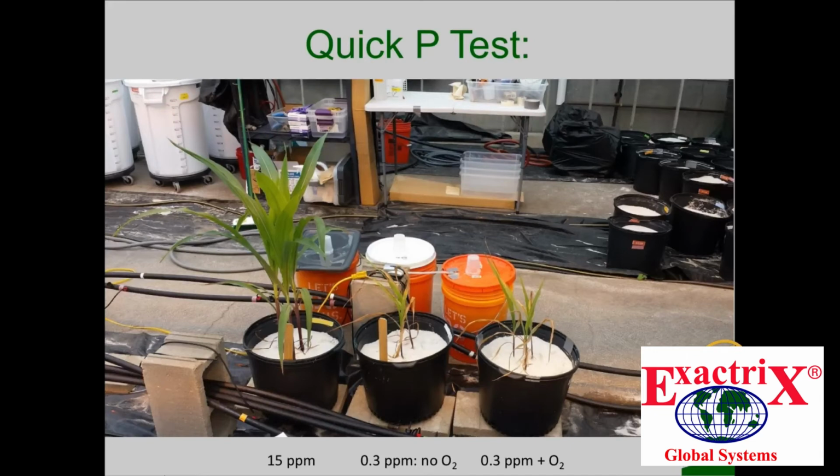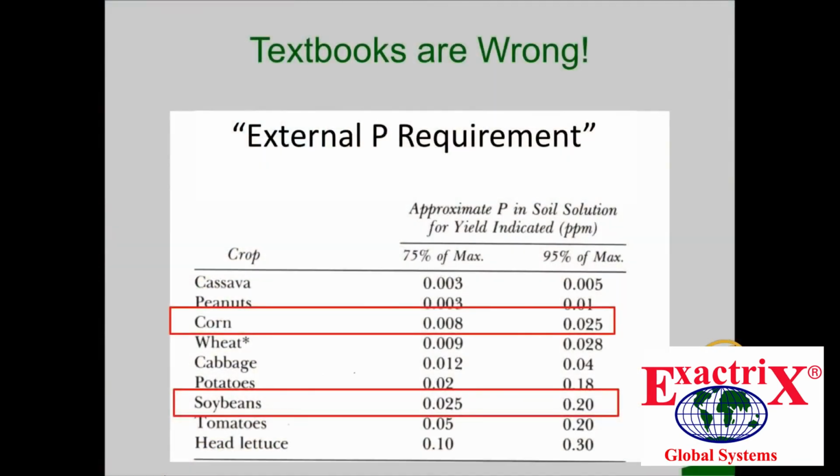So in other words, the textbooks are wrong. Everything you see in this table, wrong. They said corn, 0.025 parts per million. That's all I need. Wrong. Soybeans, 0.2. We did soybeans too. Not true for soybeans either.